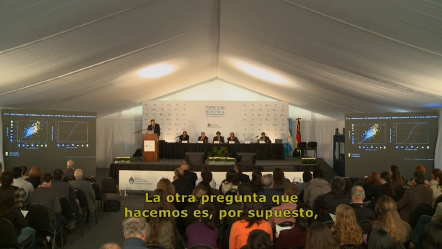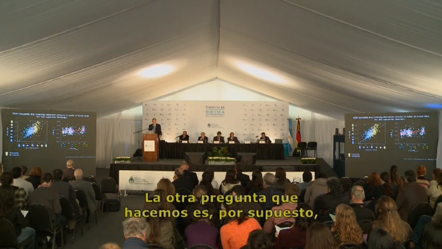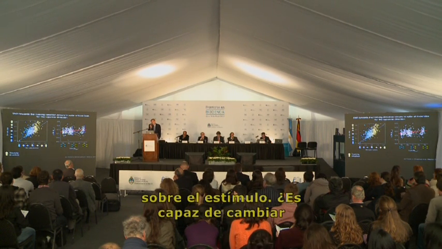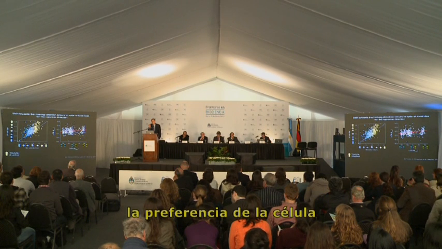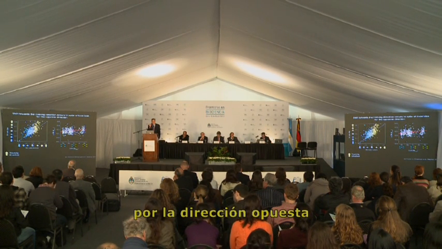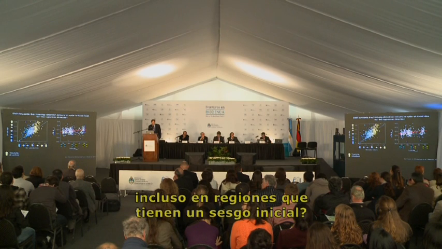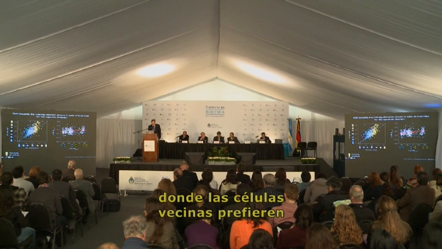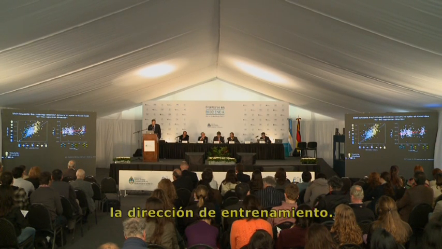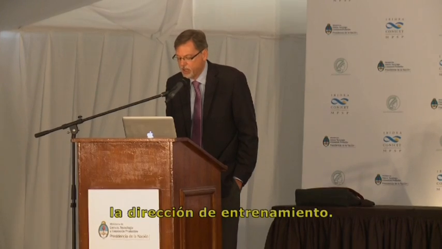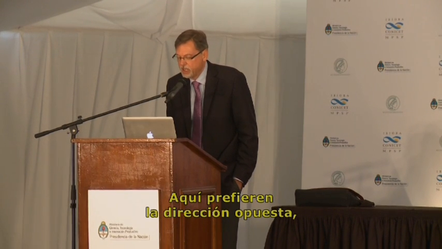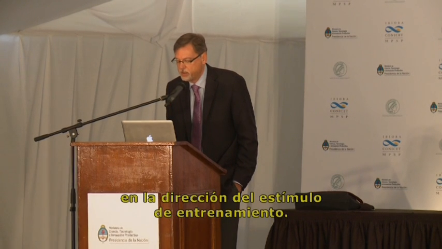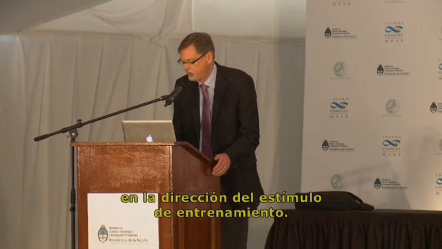So the other question that we had, of course, is whether the stimulus is capable of changing the preference of the cell, even in regions that had an initial bias for the opposite direction. And so here we have local coherence index, where the cells' neighbors prefer the training direction. Here's where they prefer the direction opposite. And what you can see is throughout this region, there's a shift in the direction of the training stimulus.